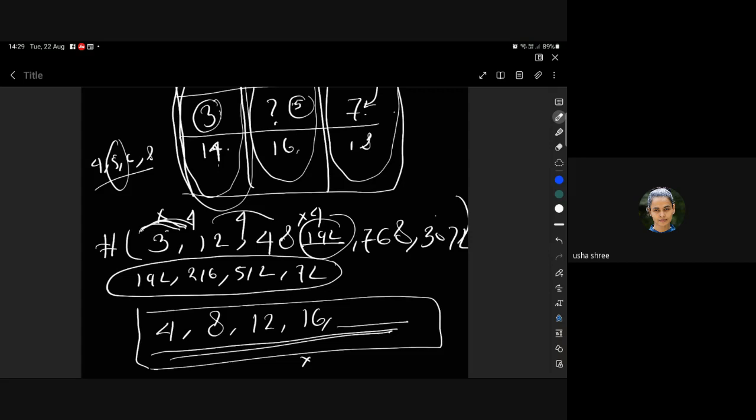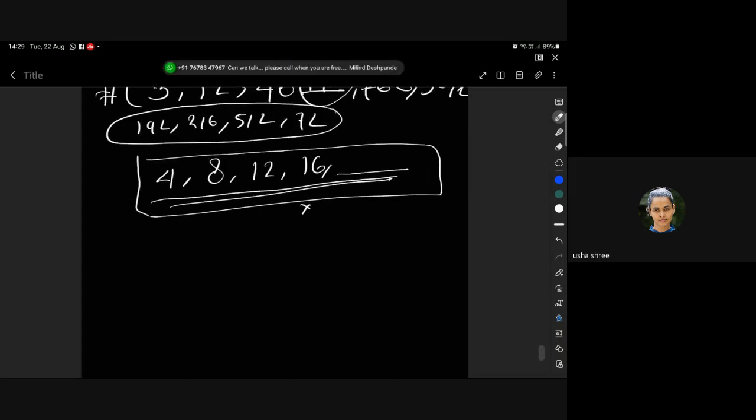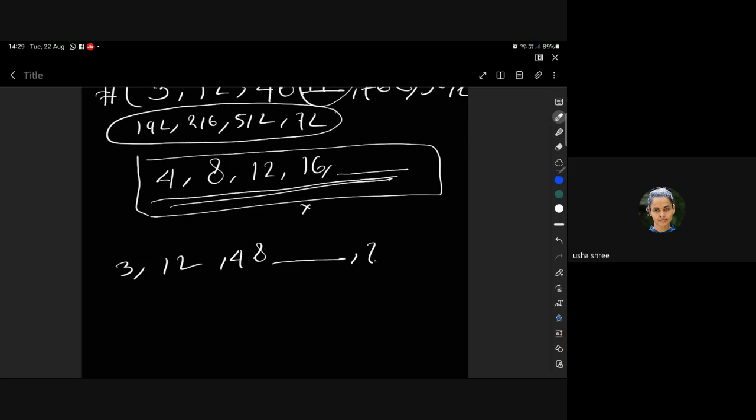The previous number is getting multiplied by 4 to get the next number. 3, 12, then 48. Then the next number, 192. So 3 4s are 12. 12 4s are 48. Then 48 4s are 192.